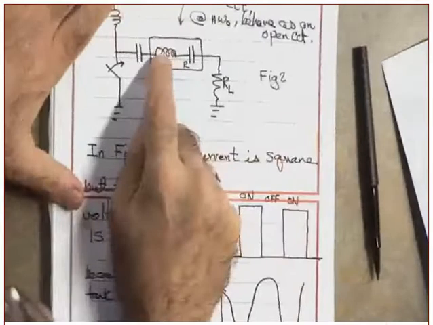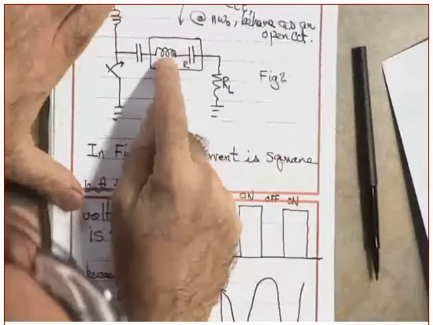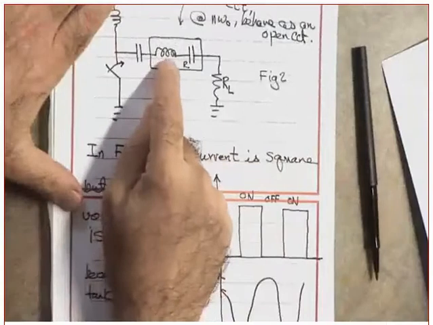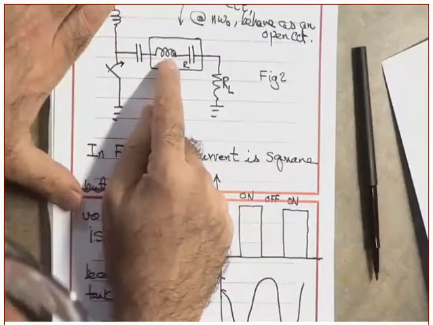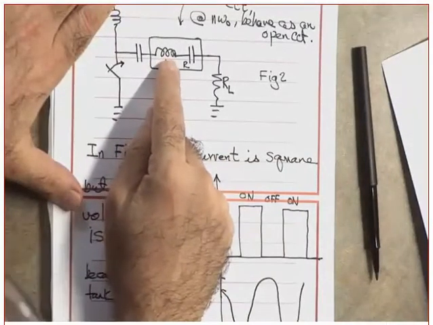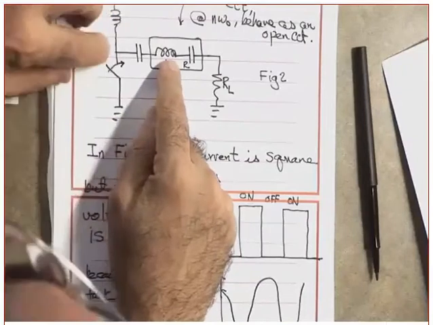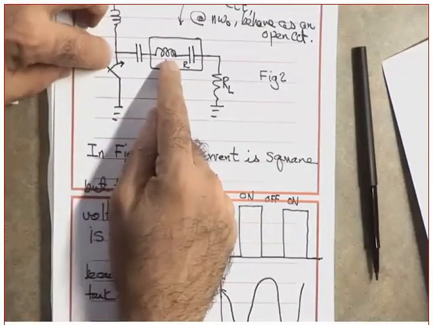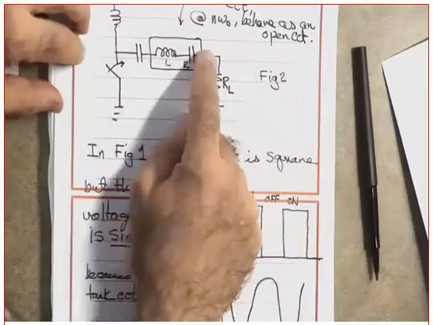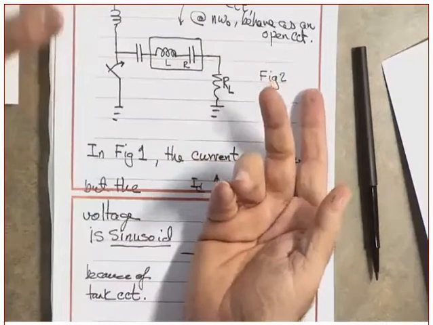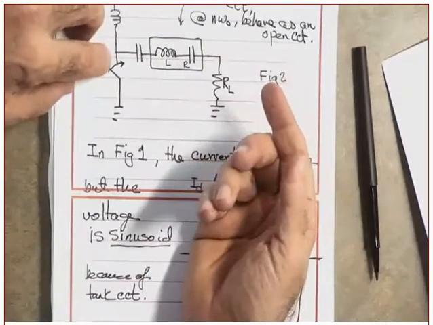Again, let's look at it. At the harmonics, what is this one behaving as? An open circuit. Will this voltage be square? That voltage will be square. This is an open circuit. Agree? Yes? Okay. So is the voltage square?